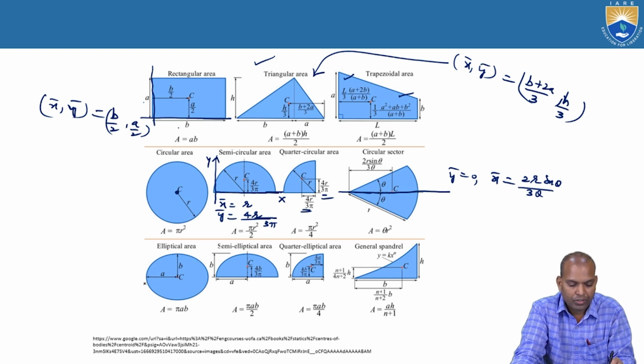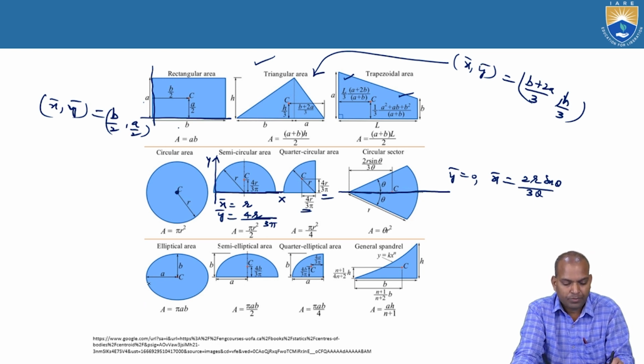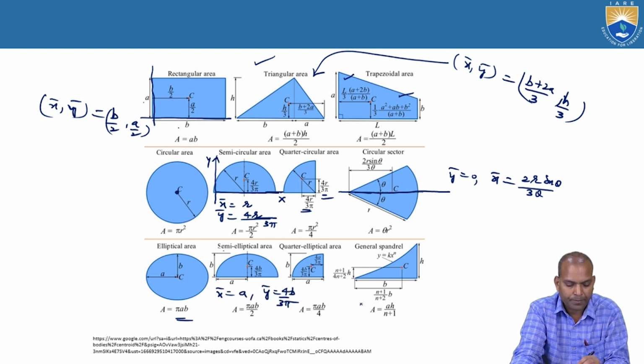Now, what about the elliptical area? The area of an elliptical cross section is pi AB. Similarly, for the semi-elliptical area, bar x equals a and bar y equals 4b by 3 pi. For the quarter elliptical area, it is 4a by 3 pi and 4b by 3 pi. Here is the centroid.